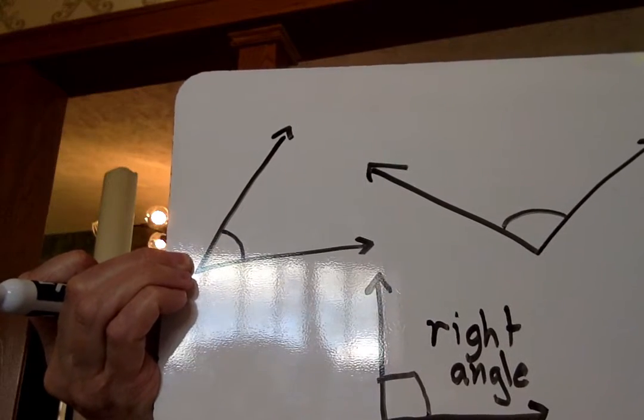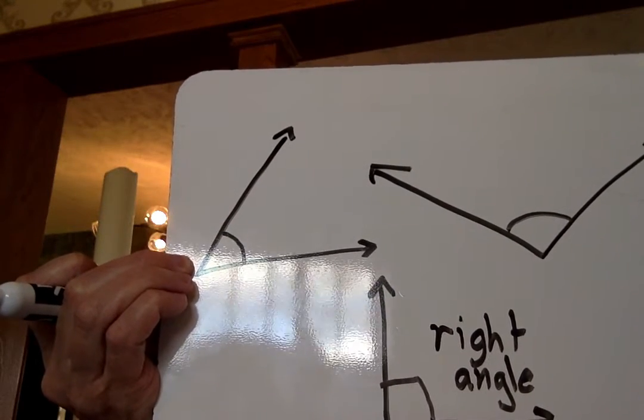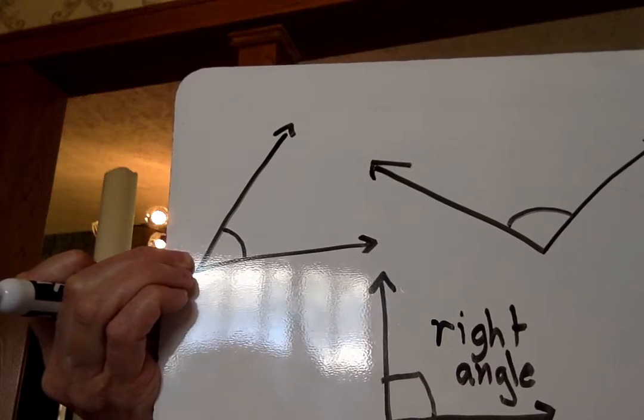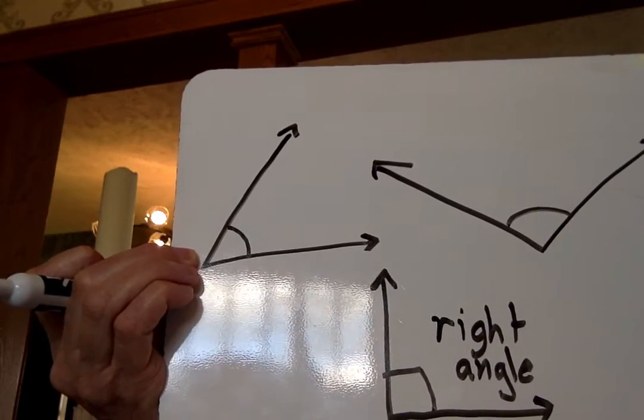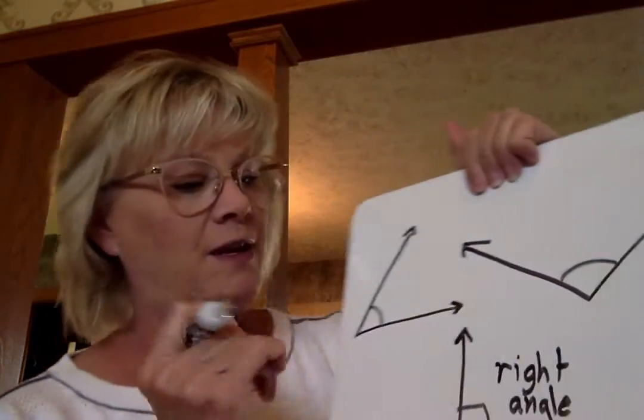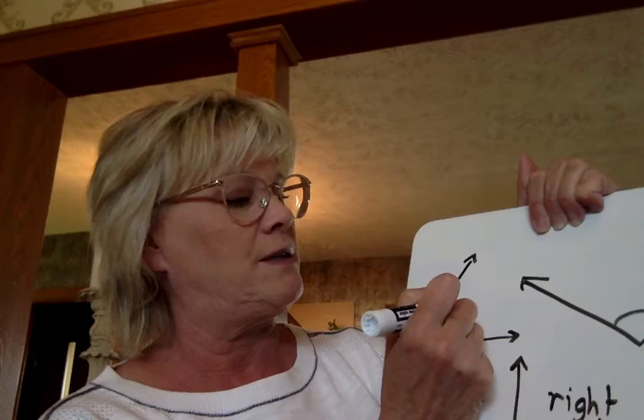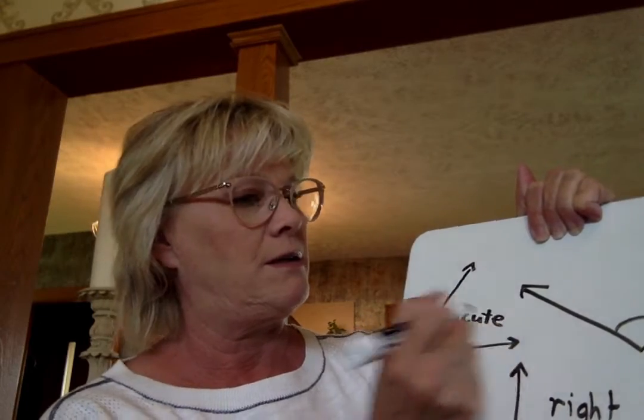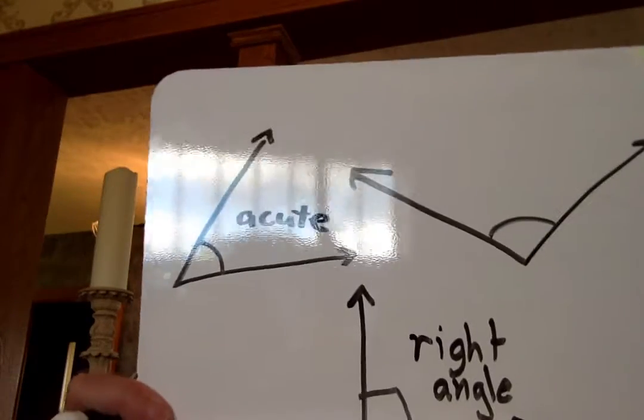Some people remember that the word acute means small by thinking of a cute, small dog. So with our fingers, let's make a right angle. And now let's make an acute angle. So I'm going to write acute right here.